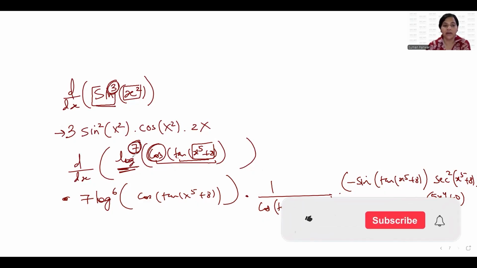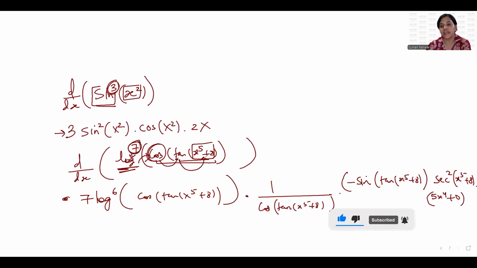We have to start with the power, then go to log, then go to cos, then go to tan. And then what was my innermost function? That is x^5 plus 8. This is called the chain rule of derivatives, and it is the father of all the rules of differentiation. So you need the basic formulas of differentiation, you need the basic rules of differentiation, and you need the chain rule to calculate the derivative of a function.